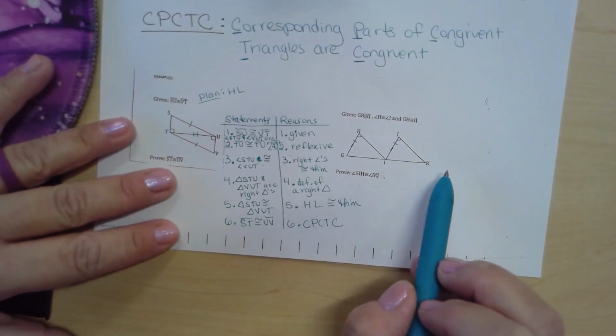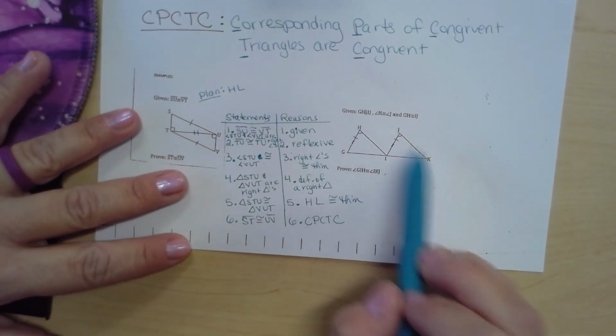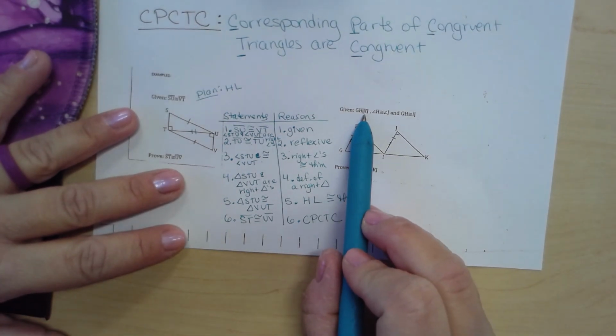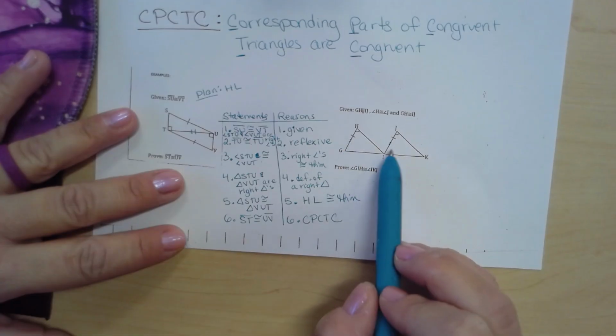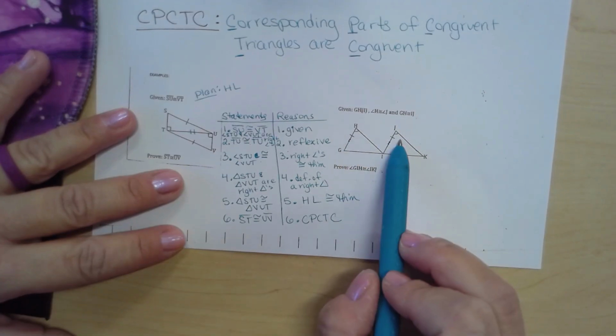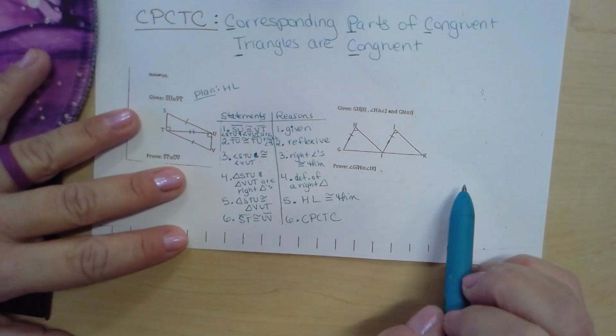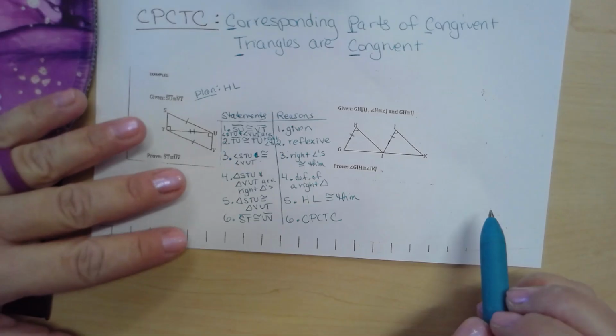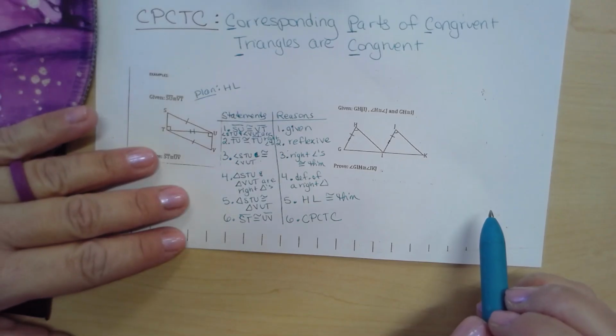So here's what I would like you guys to do. I want you to try this one without me. Notice that these are parallel lines. They're parallel, and they're also telling you they're congruent. Okay, so why don't you pause this video and try this on your own, and then I'll come back and show you the answer key.